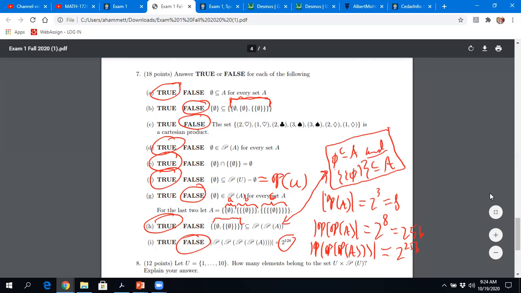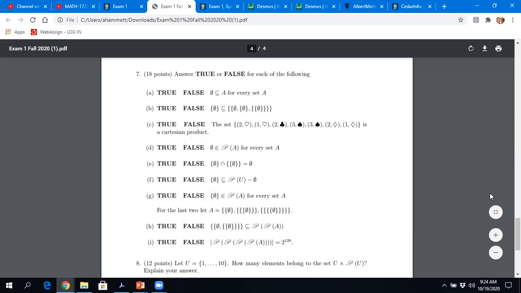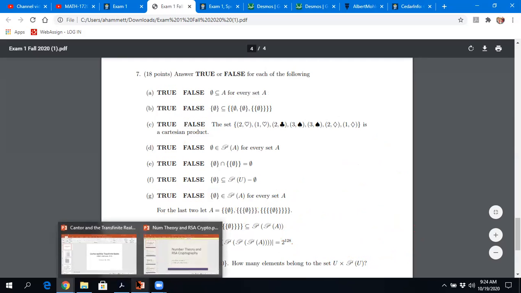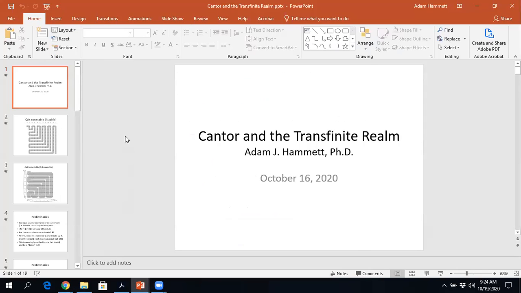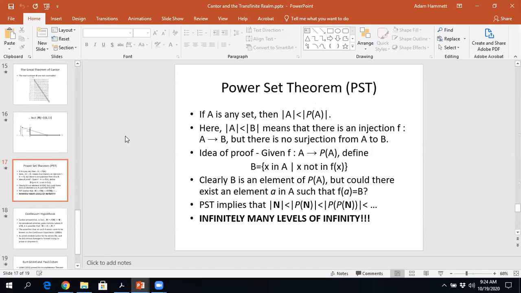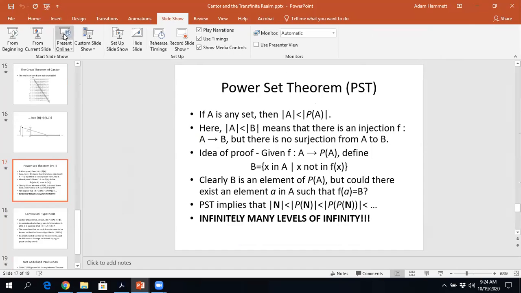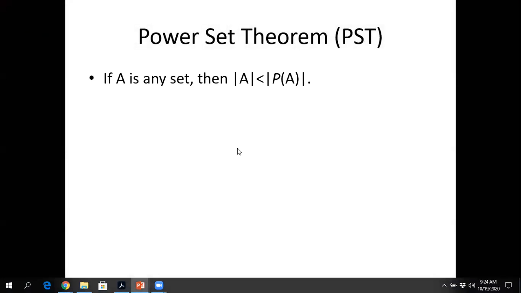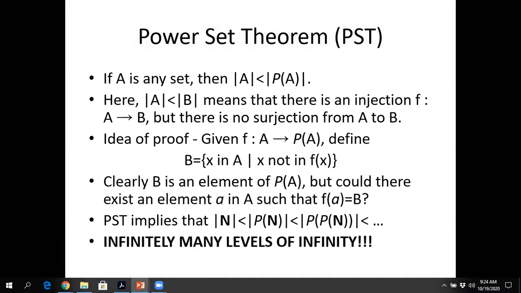Okay. Well, what I wanted to do was revisit this thing that we kind of left hanging last time. I said Cantor actually gave a proof of another thing called the power set theorem, okay, which said that if you have any set, then the size of that set, whether it's infinite or not, is strictly less than the size of its power set, okay?